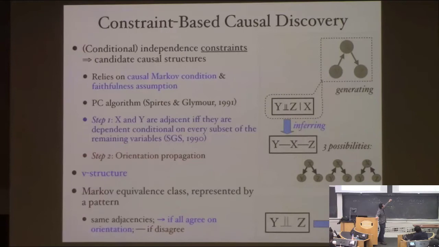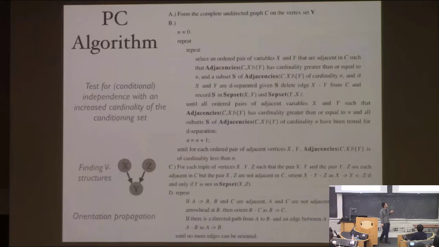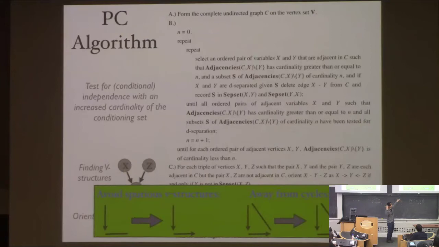Over here, you can see the summary. We rely on the Markov condition and the faithfulness assumption. A typical algorithm is called the PC algorithm. In the first step, we check for adjacency by doing independence tests. And then we find the V structures, and then we do orientation propagation. That's it. This is the algorithm. I'll skip this. OK, this is the propagation. After I find all these structures, if I find this, then I know, oh, I have to orient this edge this way. Otherwise, I have a fake V structure. And if I have this, I have to orient this edge this way. Otherwise, I will have a feedback, a loop, right?